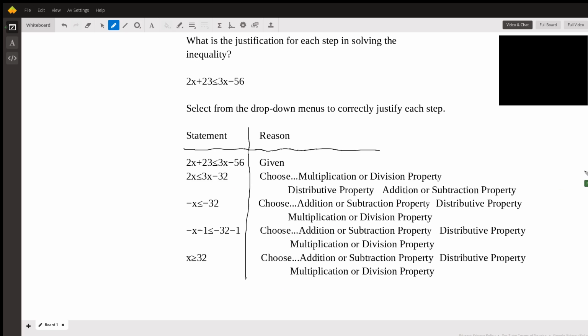There are different reasons that you can use, just like in geometry. So here our choices are multiplication or division property, which is pretty straightforward, I think. Then there's the distributive property, which I assume you know. Distributive property is A times (B plus C) equals AB plus AC. So that's distributive.